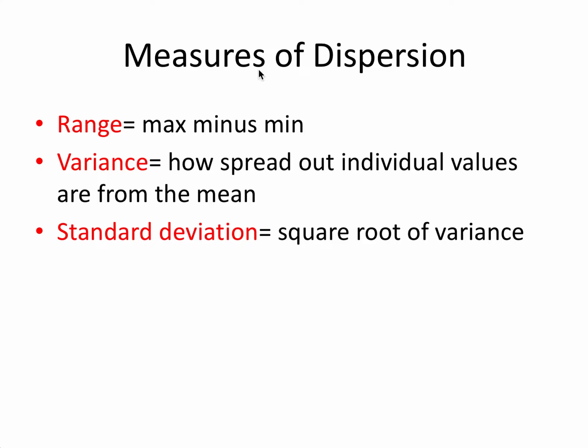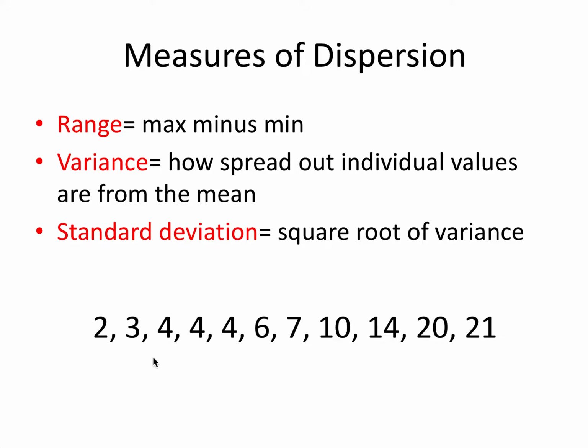And then we also have measures of dispersion. So dispersion referring to how spread out the values are from each other. So the range is the maximum value minus the minimum value. So for our same data set, we would take the max, which is 21, and subtract 2. And so the range for this data set would be 19.